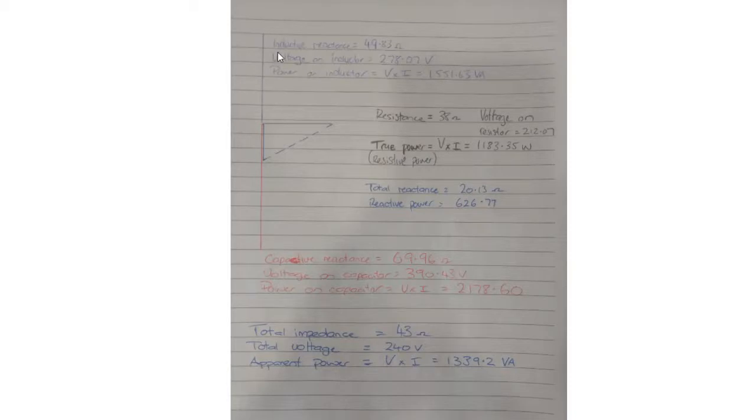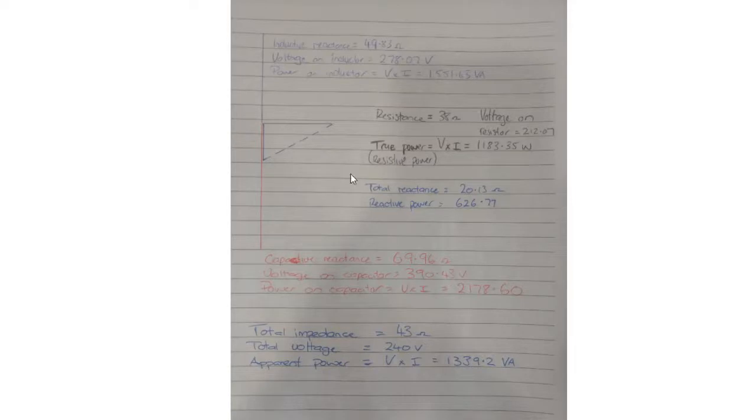So this is the inductor here. I've got inductive reactance, voltage on inductor, which we just worked out, power on inductor, which is V times I. So using the 5.58 from earlier, that gives me the reactive power of the inductor. For the black line here, I've got resistance 38, voltage on resistor 212, true power, because our resistive power is our true power, V times I equals 1183.